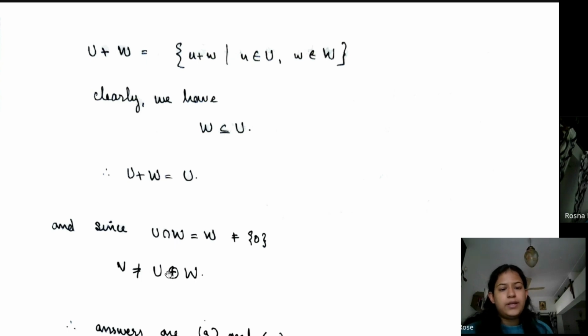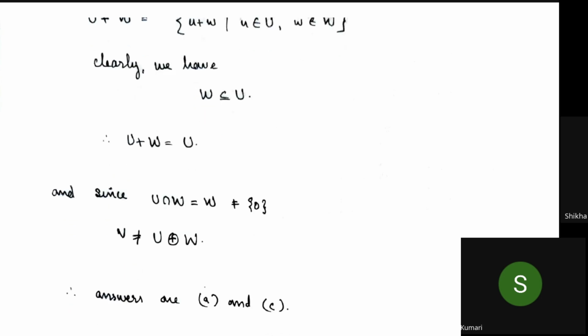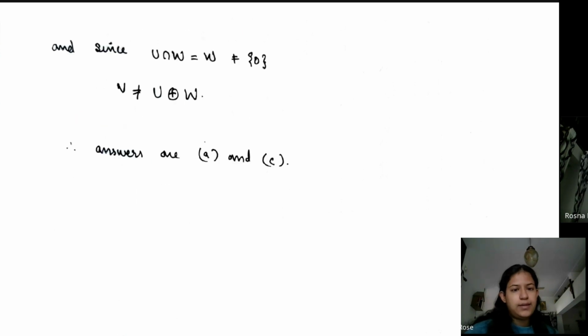And now we have the case of the direct sum of U and W. Here each element of U plus W should be written uniquely, and the intersection of U and W should be equal to 0. But here the intersection of U and W equals W, which is not equal to the zero set. So it cannot be written as the direct sum giving V. Is that clear? Yes, ma'am. So the answers are A and C.